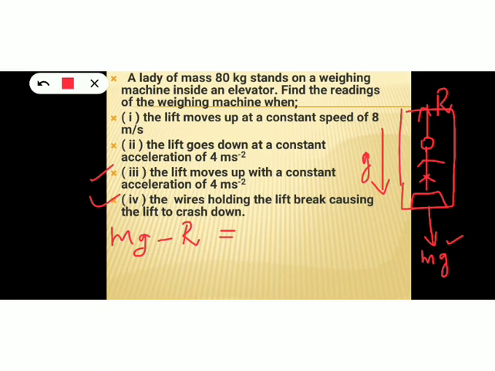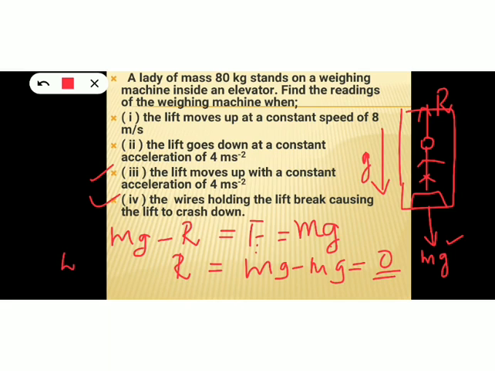Mg minus R equal to F. And what is that F? Here F cannot be written as ma because this F will be mg itself. Since it is a free fall, the acceleration will be replaced by g. So R is equal to mg minus mg, that is 0. So the weight of that lady as weighed by the weighing machine will be 0 kg in the fourth case.